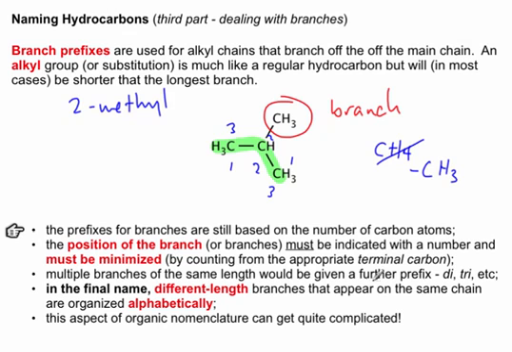Multiple branches of the same length are given further prefixes, di, tri, etc. You saw that in the earlier example where we had a trimethyl because there were 3 methyl branches. And in terms of the final name, the different length branches are ordered alphabetically, not numerically. And finally, just to draw your attention to this aspect of organic nomenclature: it is often one of the things people find most complicating. So it really does require a bit of practice.